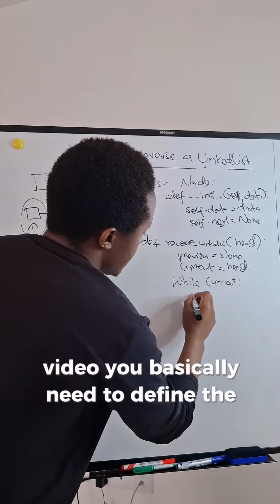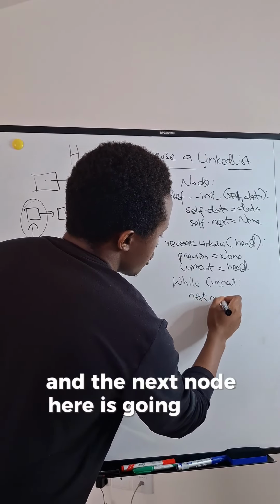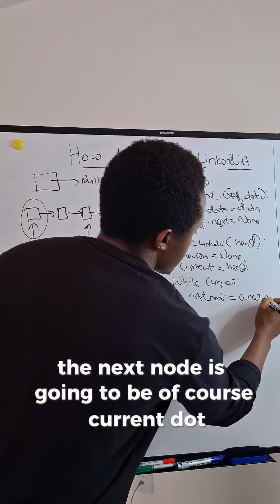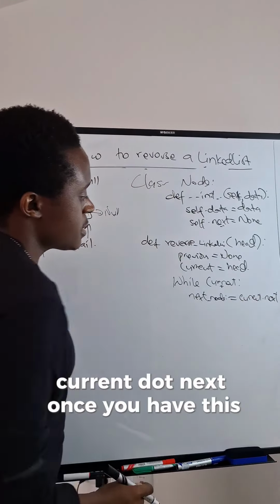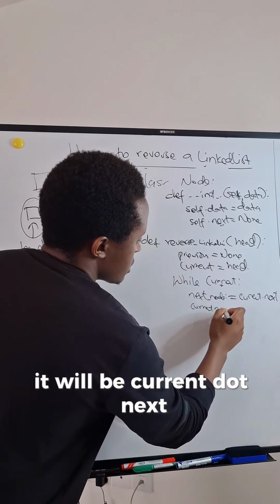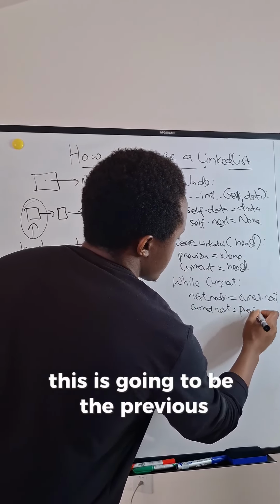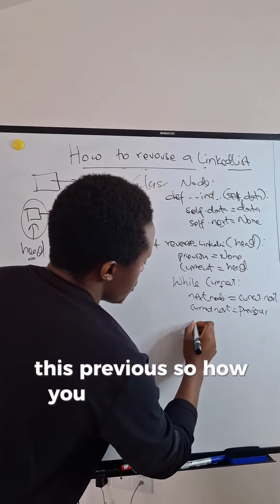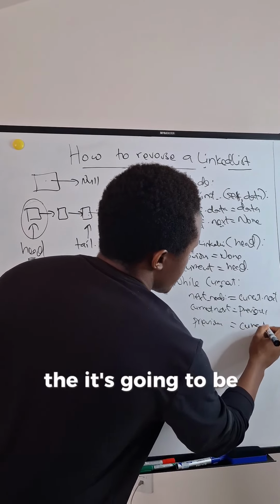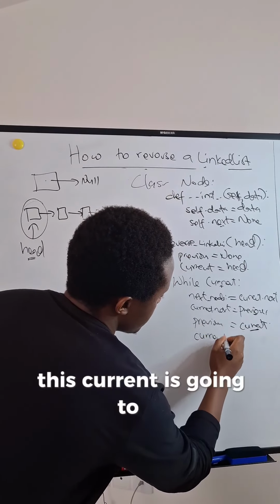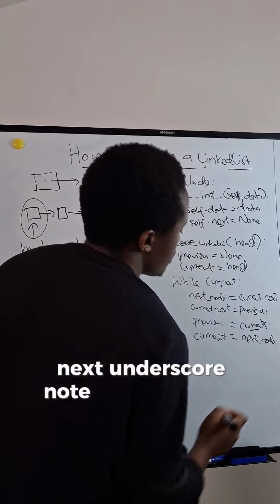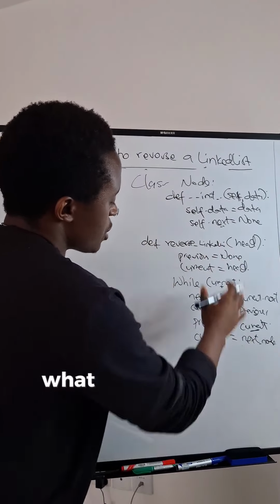You basically need to define the next node, and because you're already in current, the next node is going to be current.next. Once you have this, you need to define the previous node. In this case, current.next is going to be the previous. You need to also define this previous, so you say previous is going to be the current. Then current is going to be what you had initially, which is next_node. And what you have here now is a reversed linked list.